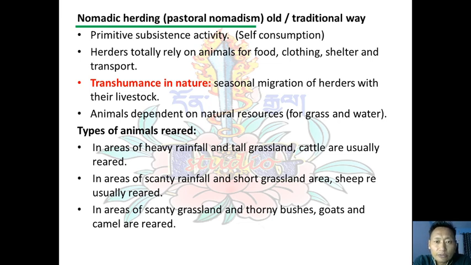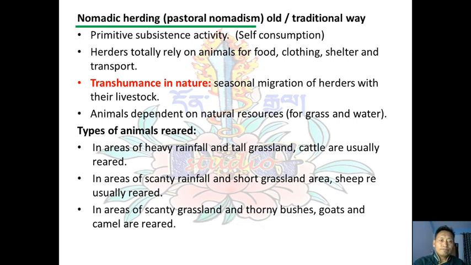So transhumance in nature means seasonal migration of herders. Those people who are herding the animals, the herders, are seasonally migrating from one place to another. For example, during summer season, they will move up to the mountainous regions in order to get better grass and water for their animals. And during winter seasons, they will move down to the low-lying areas for better grass and water for their animals. So this particular pattern of seasonal migration of herders along with their animals is called transhumance in nature.